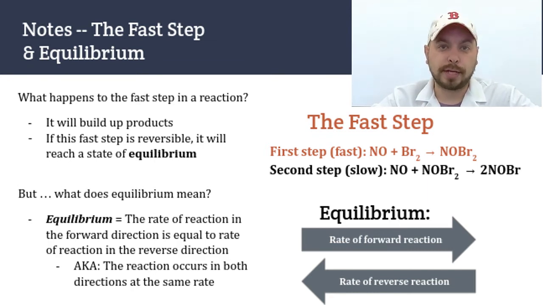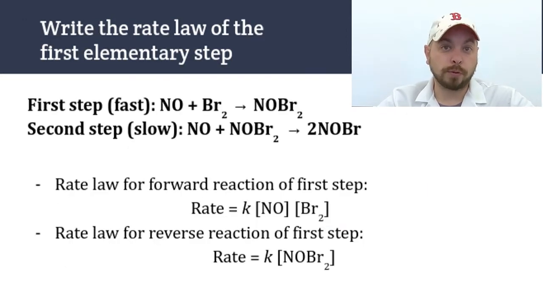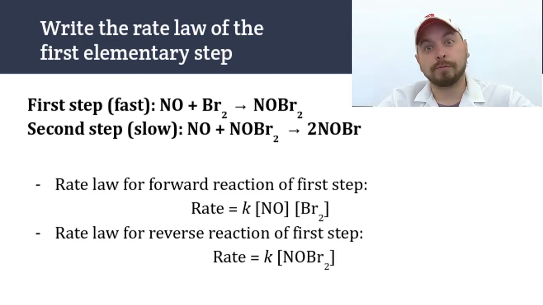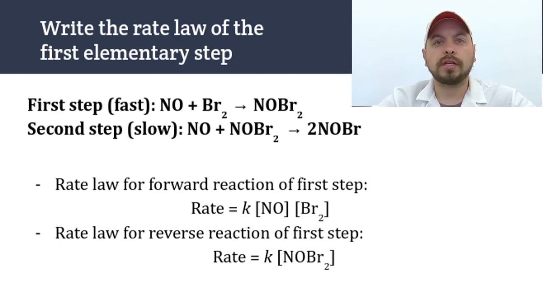This is important to understand. The second step still controls the overall rate, but the first step doesn't stop. It's still happening. It's happening in the forward direction and the reverse direction. So what I'm going to do is write the rate law for the first step, the elementary step, in the forward direction. But I'm also going to write the rate law for that first step in the reverse. Okay? So if we think about the reverse, the NOBr2 is in fact the reactant in the reverse direction. In the forward direction, it's NO and Br2.